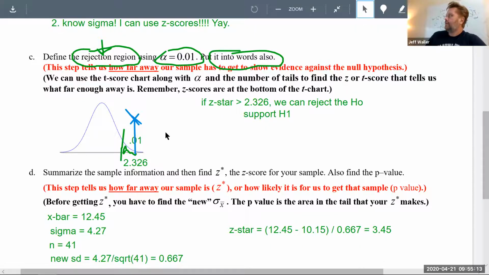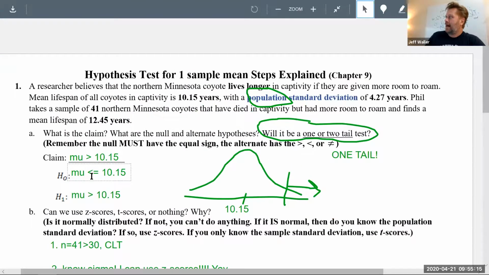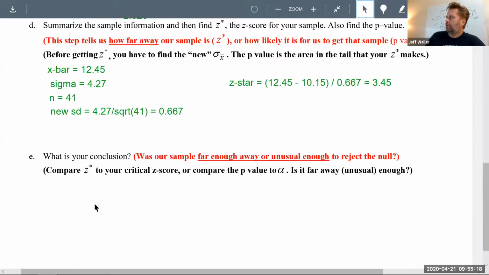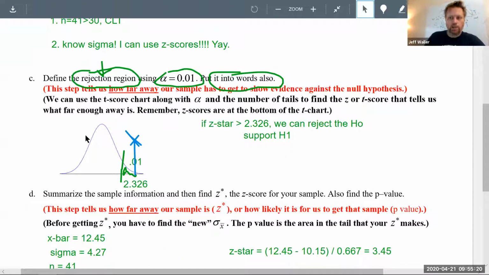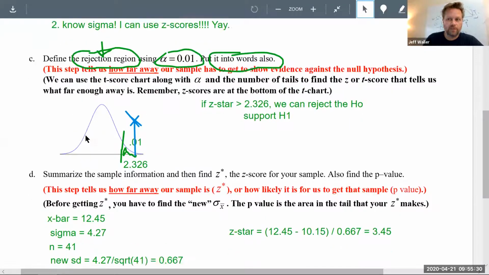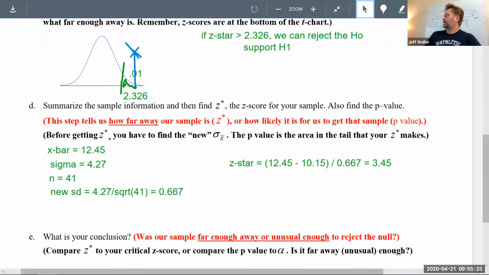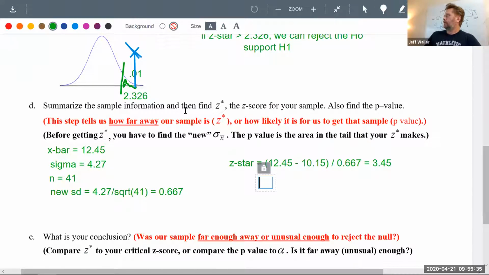So what does that mean? That means that it looks like the guy who thought it could be equal to 10.15, who thought it could be in here, it looks like he's wrong. What's the chances I'm wrong? 1 percent. That's pretty good. So right here we can say that we reject H0, which means that we support H1.